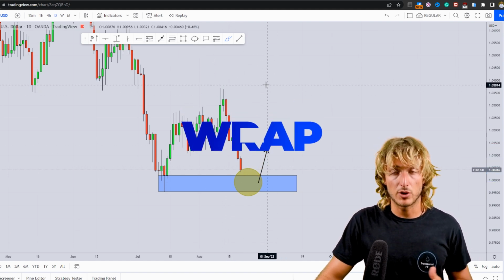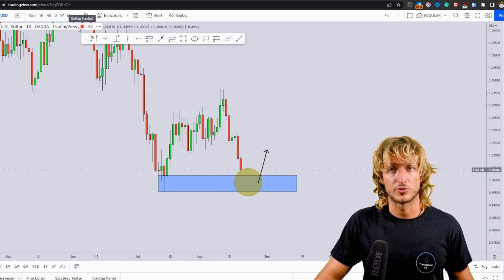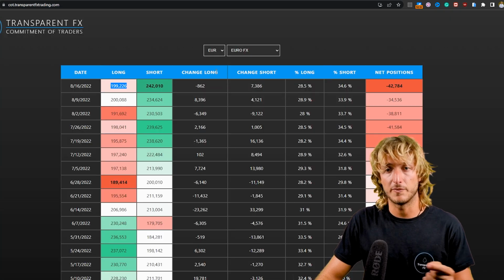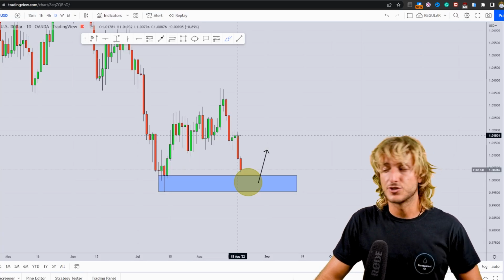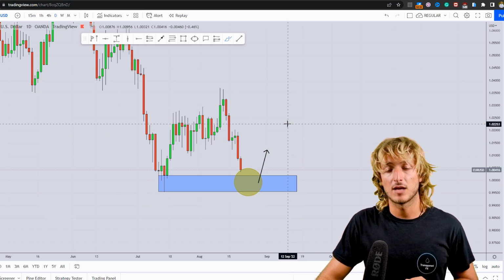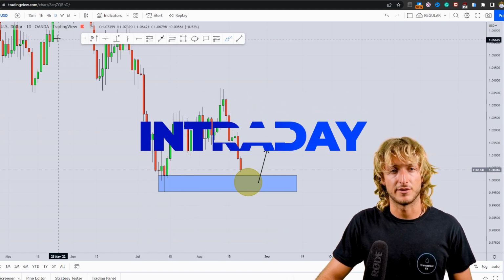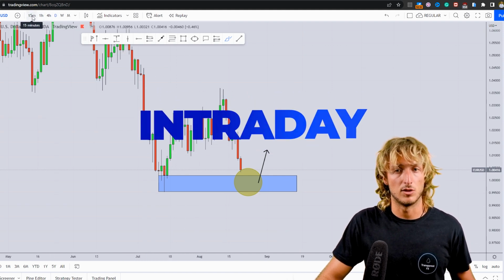Now, how we could be approaching such a move. As usual, trading is reactive and not predictive. The monthly, weekly, and daily combined with the COT data, those are the best timeframes from a directional perspective. However, when it comes to confirmations and entries, the best timeframes are the intraday timeframes, so 4 hour and lower.